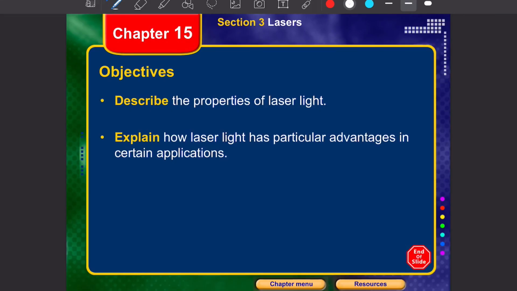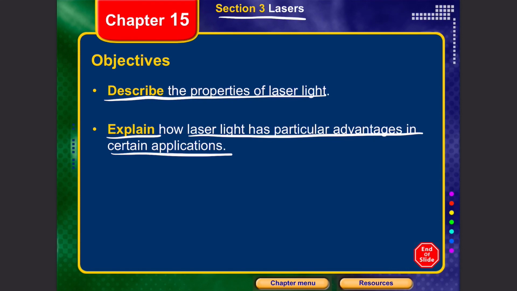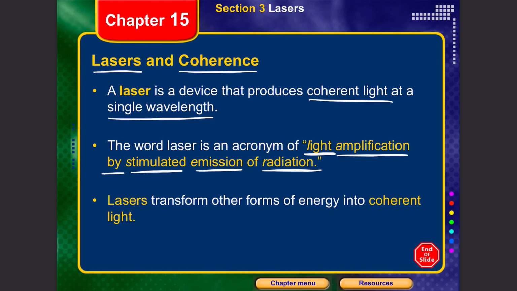So next, let's look at the last topic, lasers. The objectives of this section are to describe the properties of laser light and explain how laser light has particular advantages in certain applications. Lasers are one of the most coherent sources of light. Lasers produce coherent light at one single wavelength. Laser is an acronym for light amplification by stimulated emission of radiation.